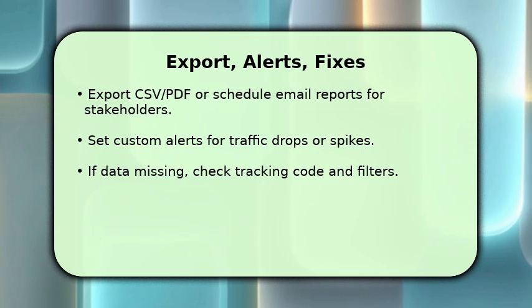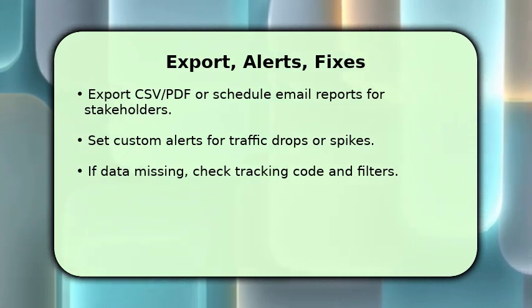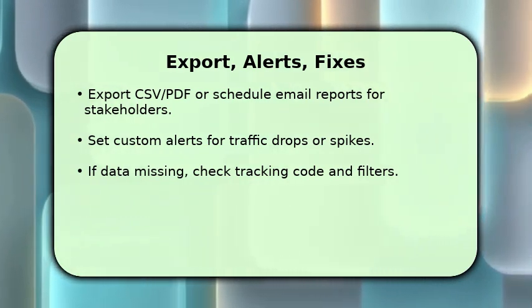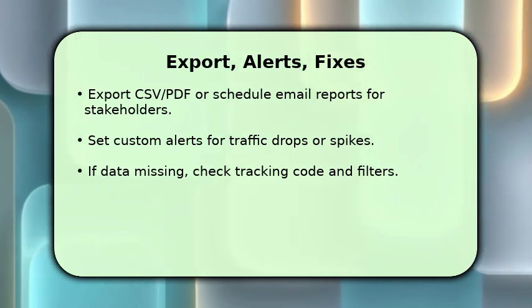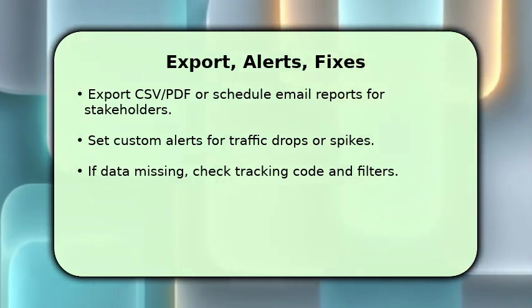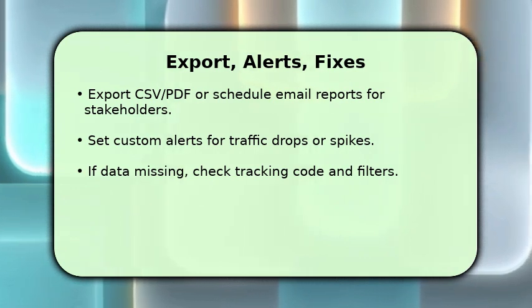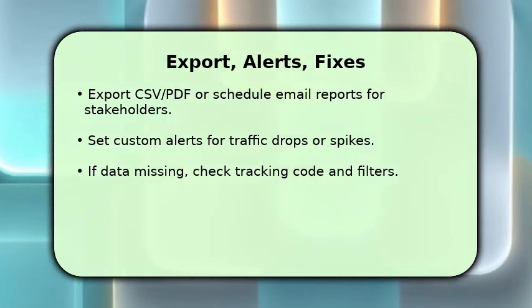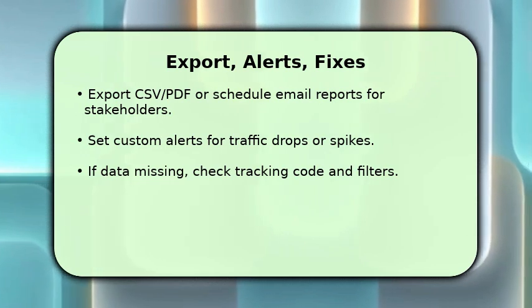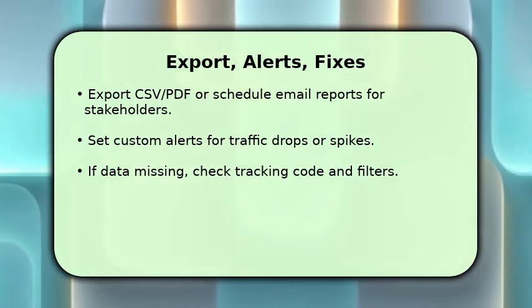Create custom alerts for sudden traffic drops or conversion spikes so you are notified proactively. If numbers look wrong, inspect the tracking snippet on your pages and verify filters or view settings. Make sure the tracking ID matches the property. If problems persist, test with real-time and a debug tool to confirm hits reaching analytics.